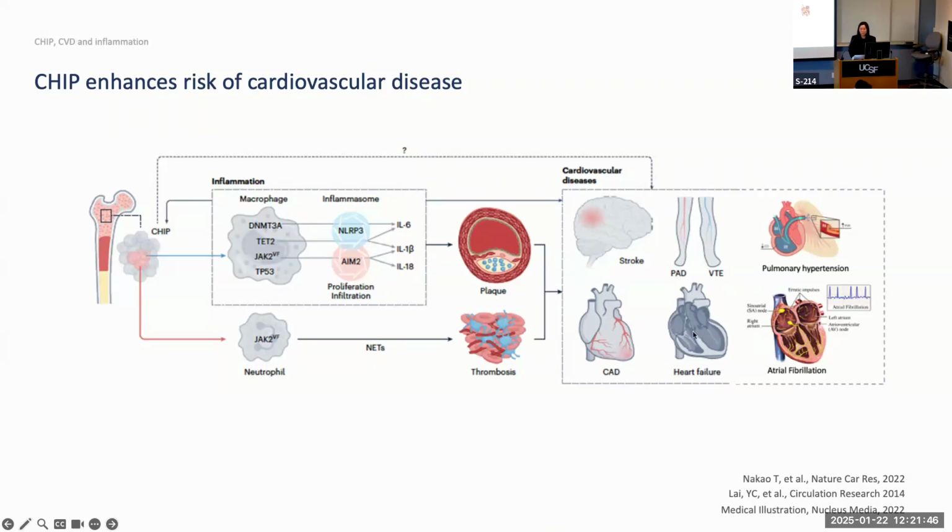We talked about CHIP and its role in heart failure, mostly ischemic heart failure, but there's also evidence for non-ischemic heart failure as well. There's some potential evidence for a role of CHIP in pulmonary hypertension, again, a topic that we'll leave for exploration at a later point. And today, I think we'll focus on atrial fibrillation, which has been some of the work that I've been involved in over the past few years.